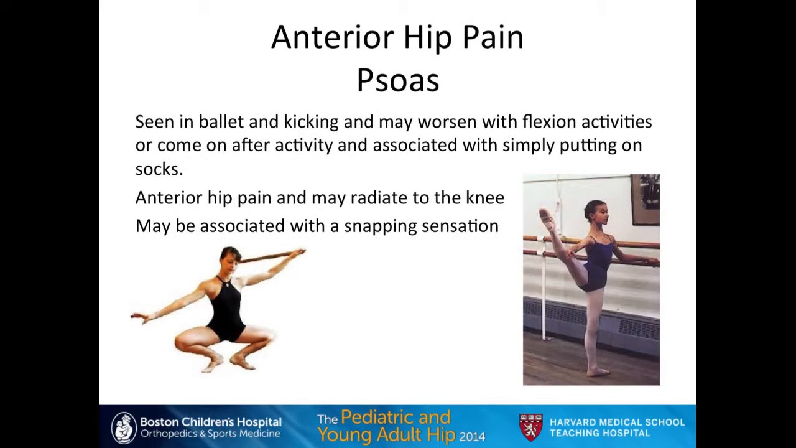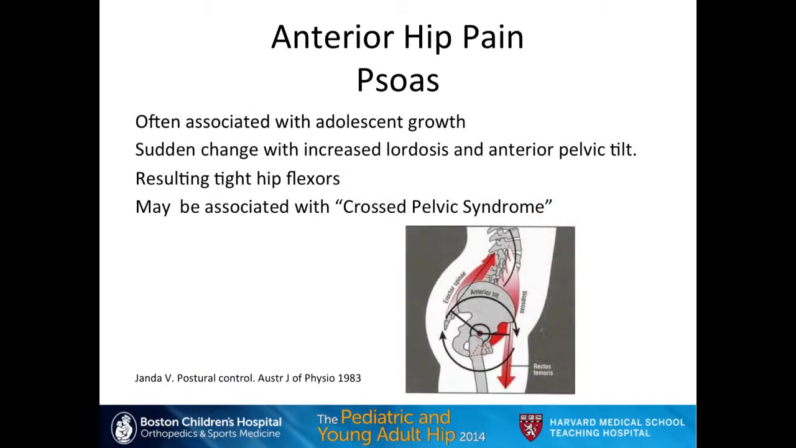Psoas now is an important muscle for anterior type of hip pain, and we see that in ballet and kicking sports. Sometimes it comes on with the athletic activity, but lots of times it comes on afterwards and then can become worse and worse and more constant type of pain. Sometimes it will actually radiate down towards the knee and may be associated with a snapping hip type syndrome.